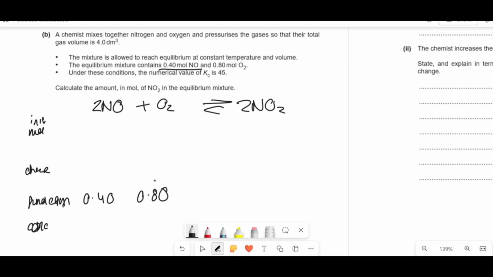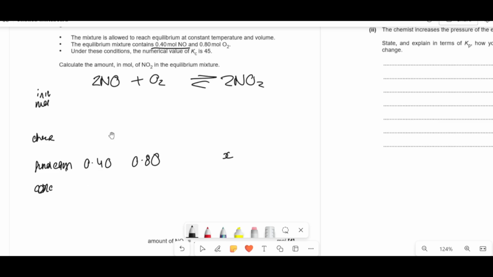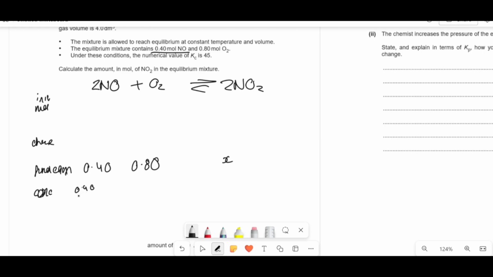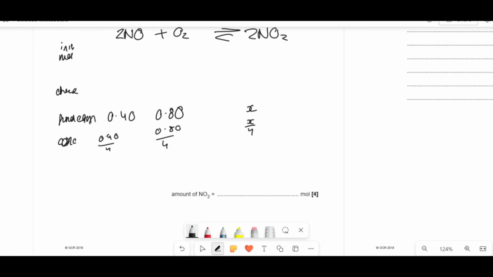Fine. So this must have changed by something, this must have changed by something, and then this must have gone up by something to give you X. We need to find the concentrations at the end. They've told you that the volume is 4 decimeters cubed. So the concentration of this is going to be 0.40 over 4, and then this is going to be 0.80 over 4, and that's going to be X over 4. We don't know what it is. So then the concentration of this is going to be 0.1, and that's going to be 0.2.